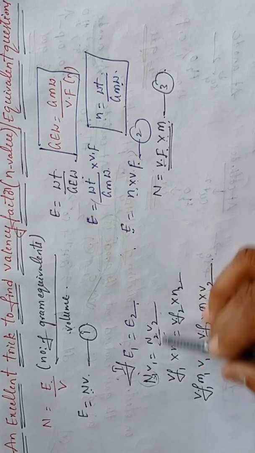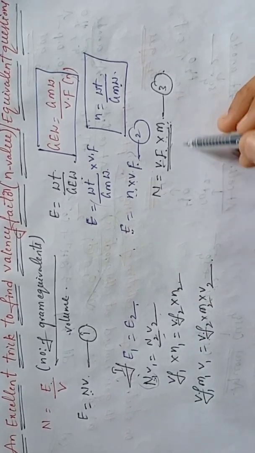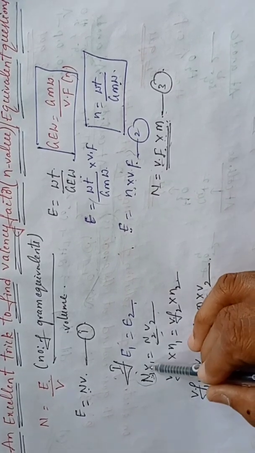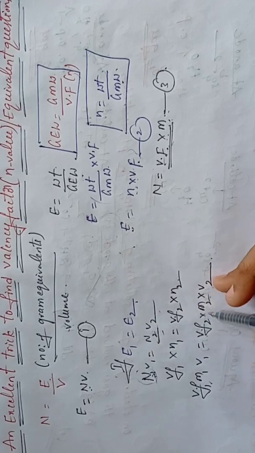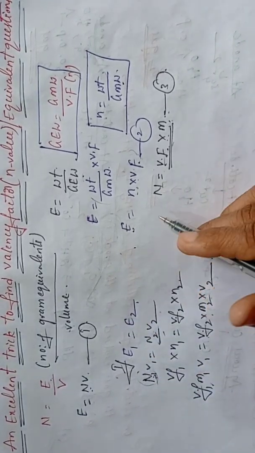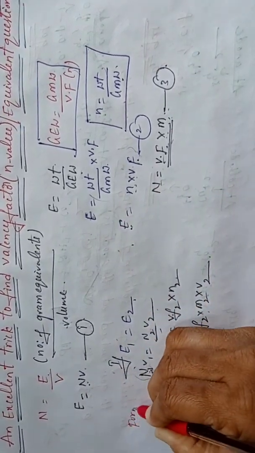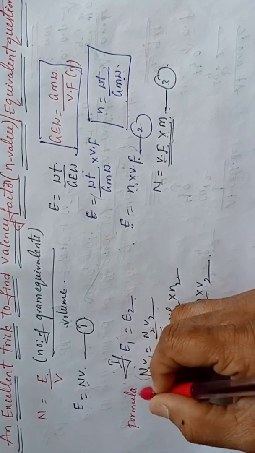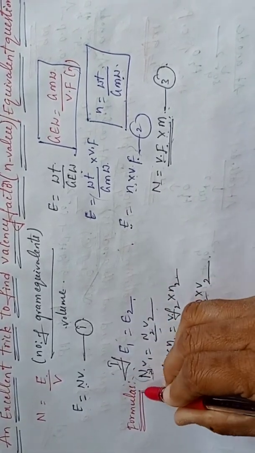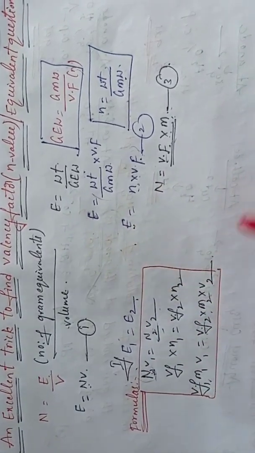And the third relation, we know the relation between normality and molarity. From this formula, normality is equal to valency factor 1 into m1 into v1. Here I substituted. Here you will get three different formulas, students. These are the important formulas, students. Please remember these three formulas. Based on these formulas, we can do the problems.